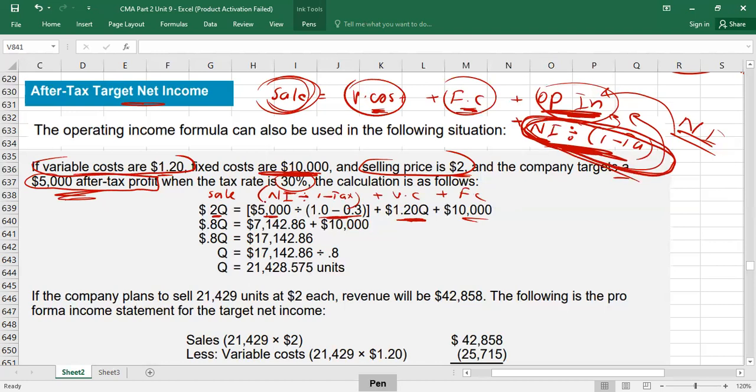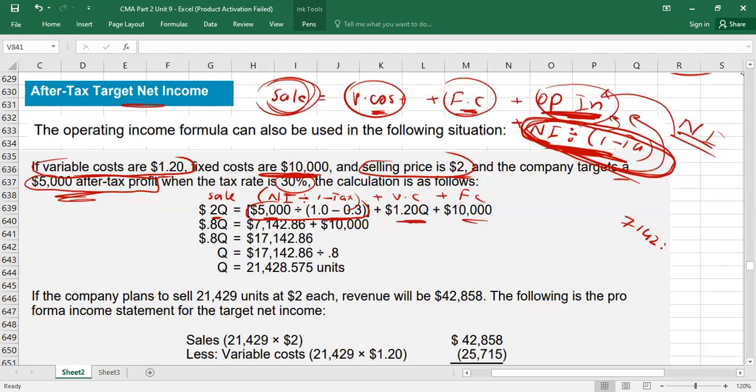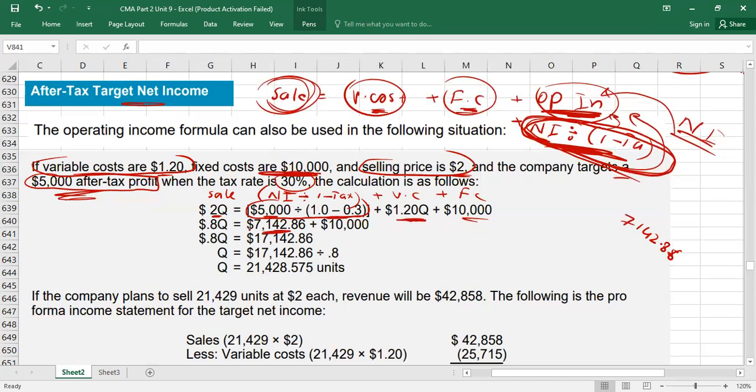So first solve this side. 5,000 divided by 0.7 is going to be 7142.85 or 86. This value. Now plus 10,000. Because this 1.2Q we are moving to this side of the equation, 2Q minus 1.2Q will be equal to 0.8Q, right? I am assuming you know the math, guys. So 0.8Q is equal to this plus fixed cost. Now I'll add these two values. Then 0.8Q. So Q I want to find, I'll take this value divided by 0.8. This is going to give you quantity.